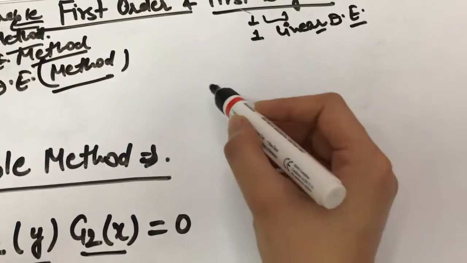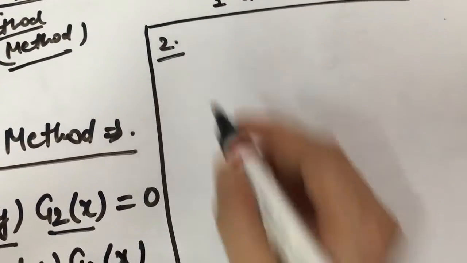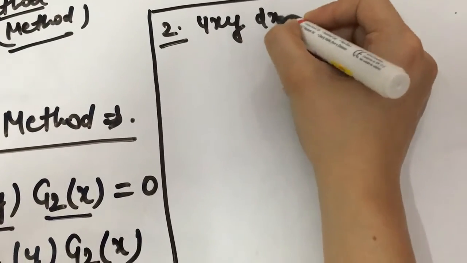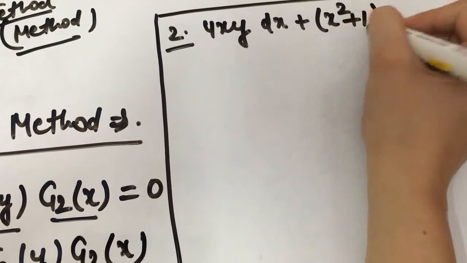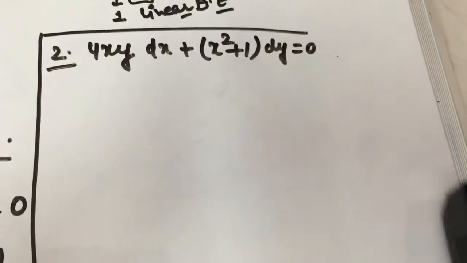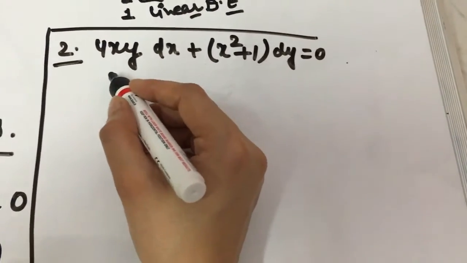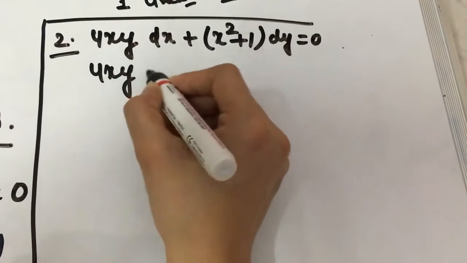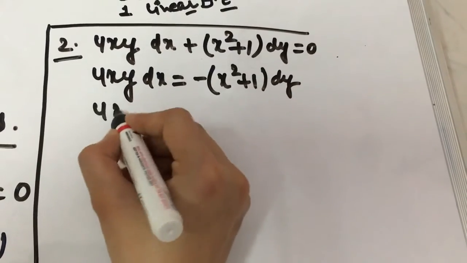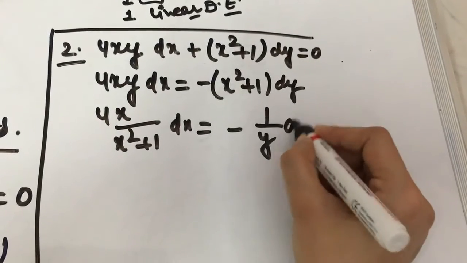So it is very easy to solve. Let's see another question. The question is 4xy dx plus (x square plus 1) dy equal to 0, and I need to solve this equation with the help of the variable separable method. For this, I need to separate the variables. So it will be equal to negative of (x square plus 1) into dy. It will be 4x upon (x square plus 1) into dx equal to minus 1 upon y dy.